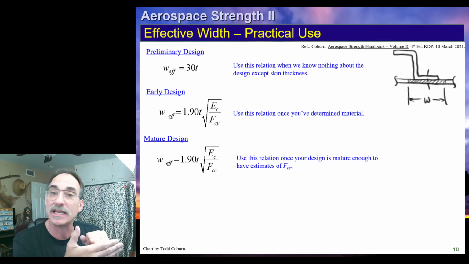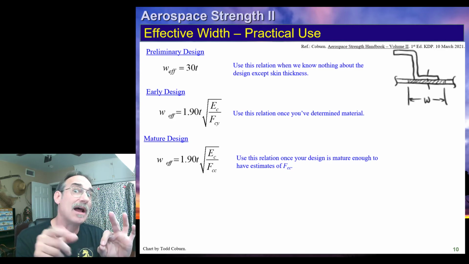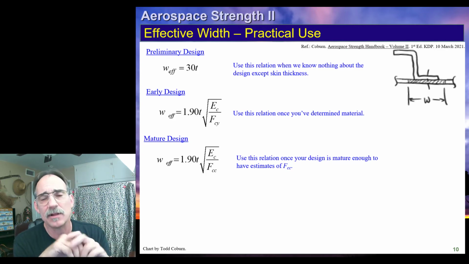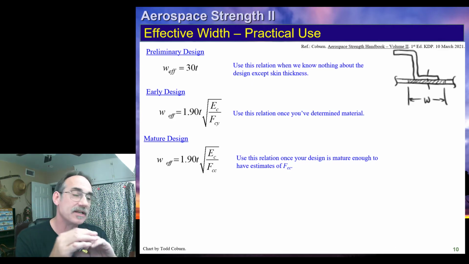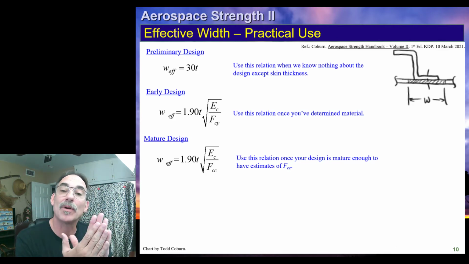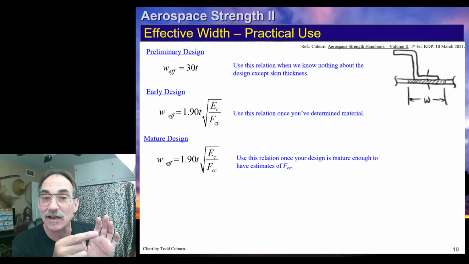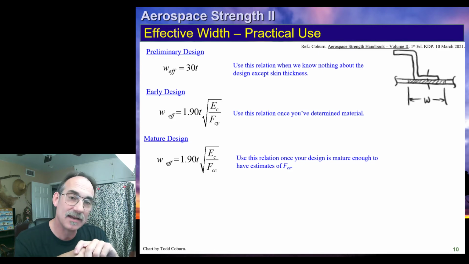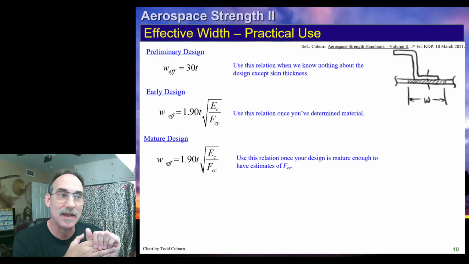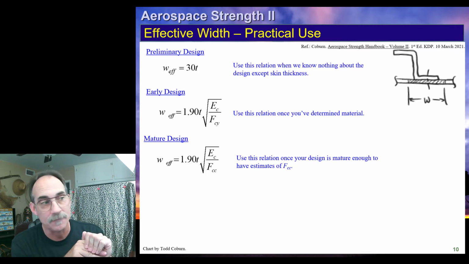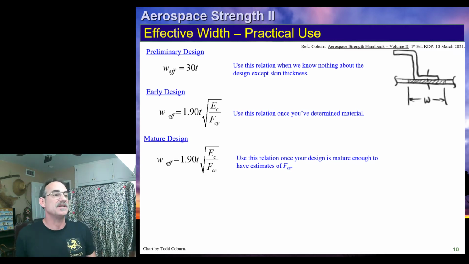Normally, you could actually include the skin with the stringer when calculating that crippling allowable, but you get in kind of a going around and around kind of analysis, chasing your tail. So Bruhn recommends, and I agree, that you will just calculate the crippling allowable of the stringer acting by itself. Plug that in here along with the E sub C of the skin, and that will give you a fairly good approximation of the effective width of skin for the remainder of the design period once your design is mature.